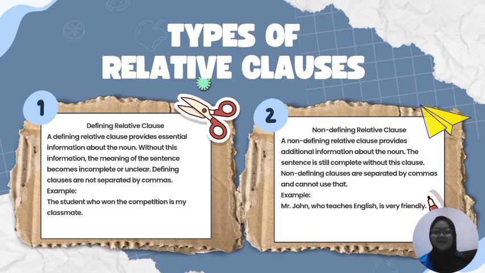The second type is non-defining relative clause. A non-defining relative clause gives additional information only. Even if we remove the clause, the main sentence is still complete. For example, Mr. John, who teaches English, is very friendly. In the sentence, who teaches English only gives extra information about Mr. John. Therefore, commas are required. So the main difference is that defining clauses are essential, while non-defining clauses only add extra information.